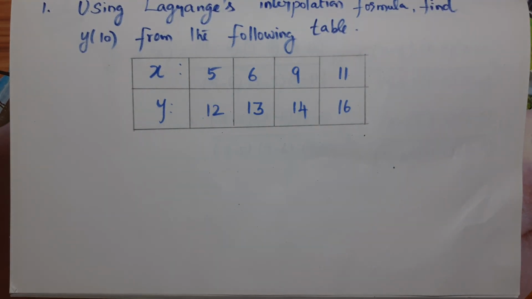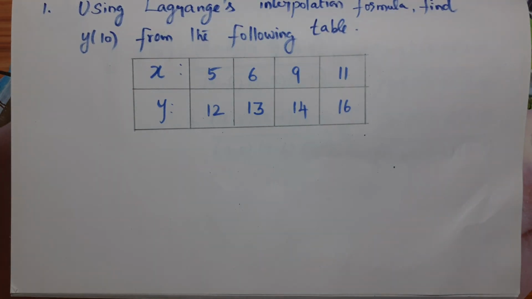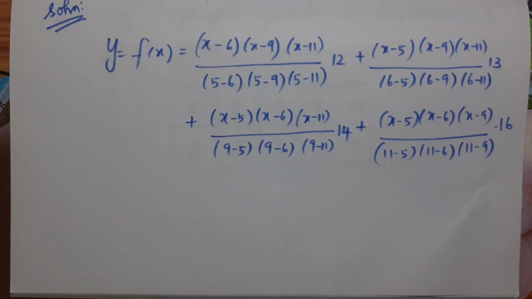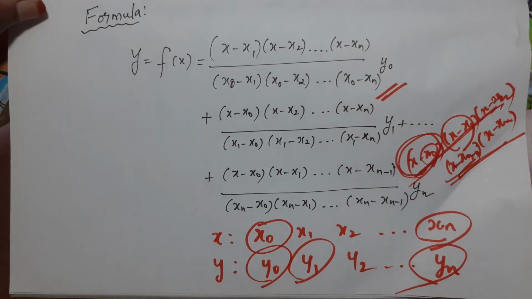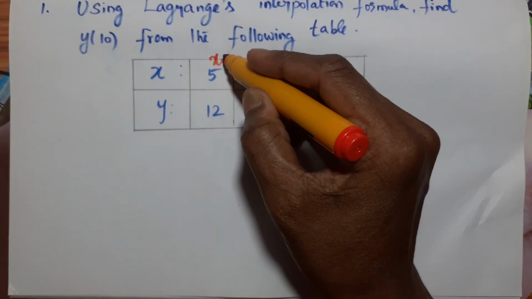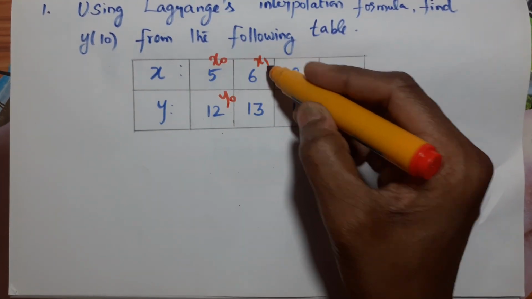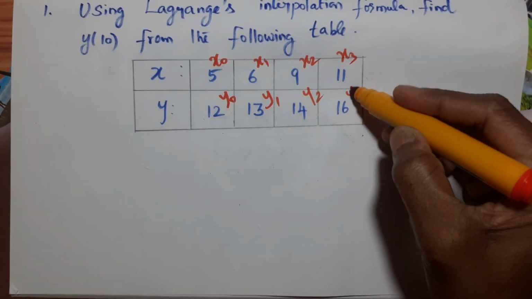So first we have to apply Lagrange's formula, and from that we have to find the y of 10 value. This is the easiest method, and according to the formula given, already we saw this formula, no? This is the formula, and we are going to see how to apply this for this problem. Here this is our x0 and this is our y0. This is x1, y1. This is x2, y2, and this is x3 and y3.